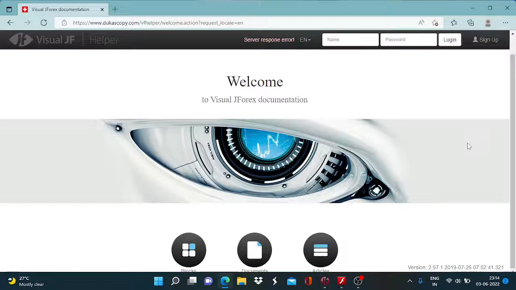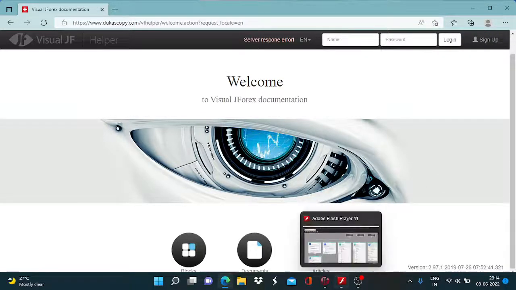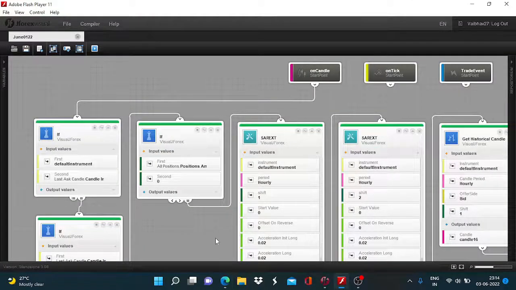Myself, Vaibhav. I welcome all of you to today's session of Visual JForex, in which we will be continuing our algorithm development work using the Parabolic SAR extended indicator. We will see how we can utilize this indicator to devise a formation in which we can optimize the entry to trade with the trend and look for profitable trading opportunities both on the buy side as well as on the sell side.